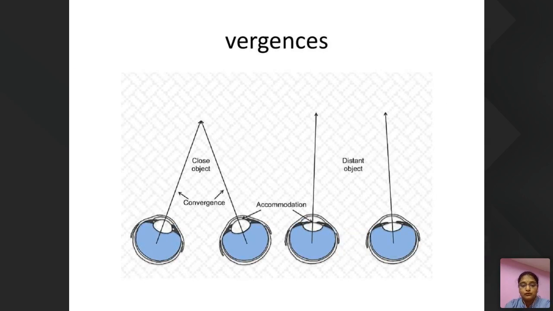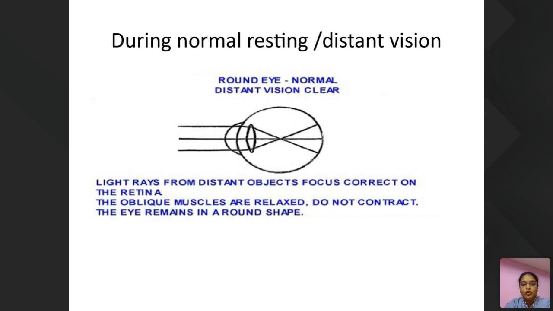So this is the convergence. With both eyes we see the object as a single image. If we are looking at something closer, reading a close text, we are converging our eyeballs, and for viewing distant objects we use distant vision.